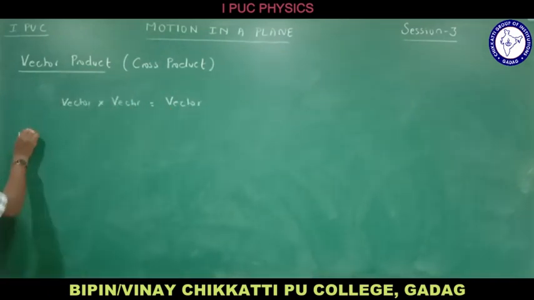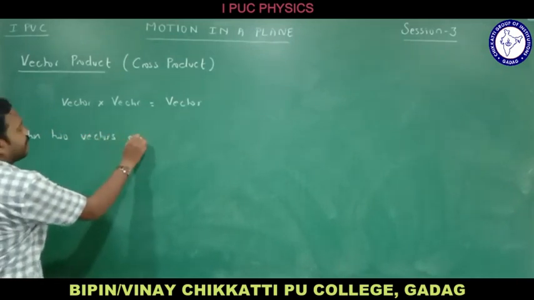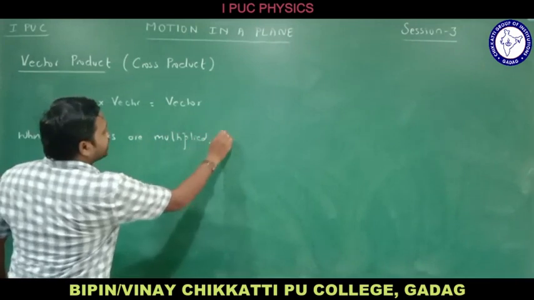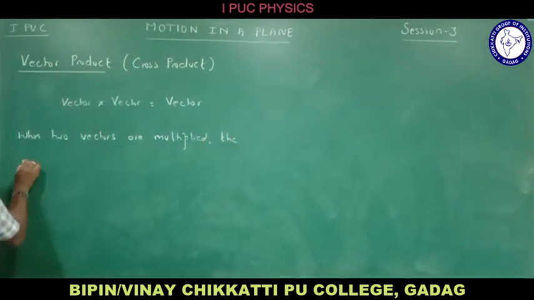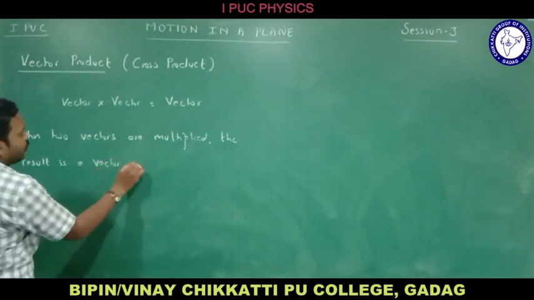What is vector product? When two vectors are multiplied, the result is a vector quantity.